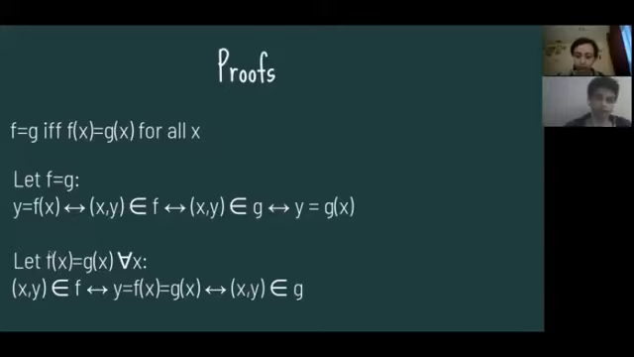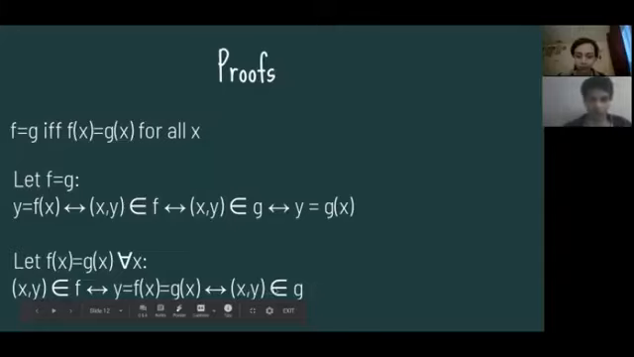Now we will assume the other condition. We'll assume that f of x equals g of x for all x. Then I can say that xy belongs to f implies that y equals f of x. And I know that f of x equals g of x. So the fact that xy belongs to f implies that y equals f of x, which equals g of x, which would then imply that xy belongs to g. And this, of course, works in reverse.